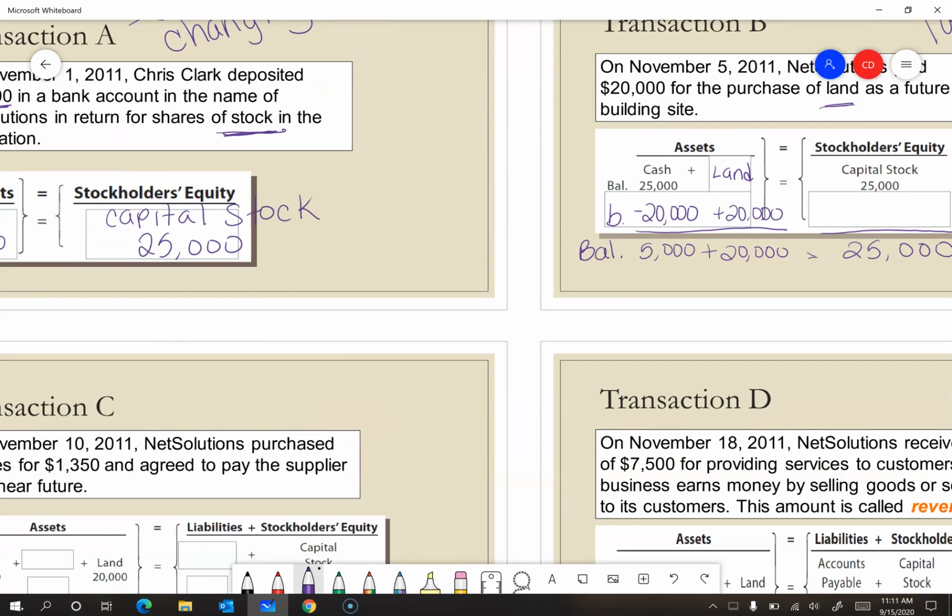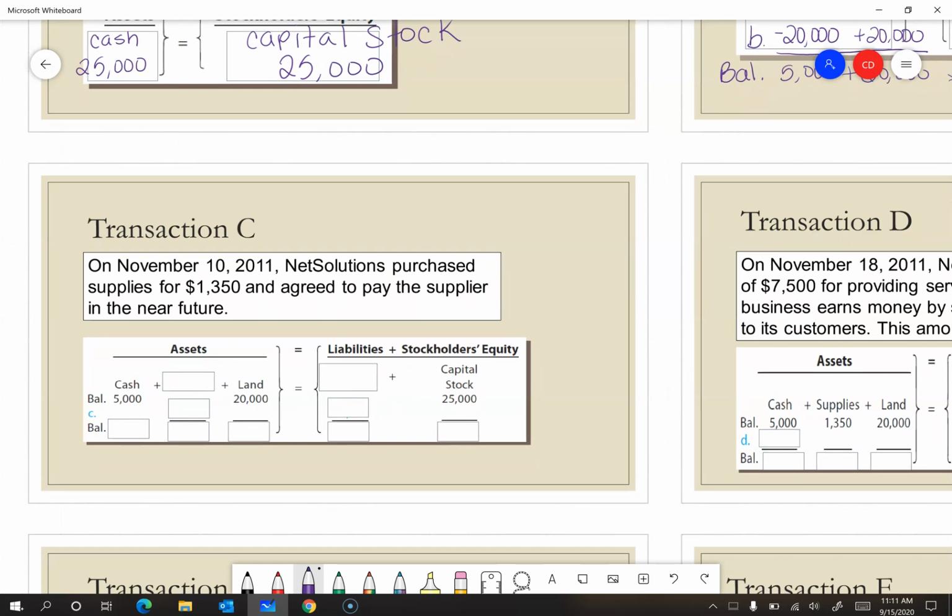All right, transaction C. On November 10th, Net Solutions purchased supplies for $1,350 and agreed to pay the supplier in the near future. Okay, so is cash changing hands? No. Okay. Are we getting something? Yes. What are we getting? We're getting supplies. So we're going to put supplies. It's an asset of $1,350. Show the plus sign.